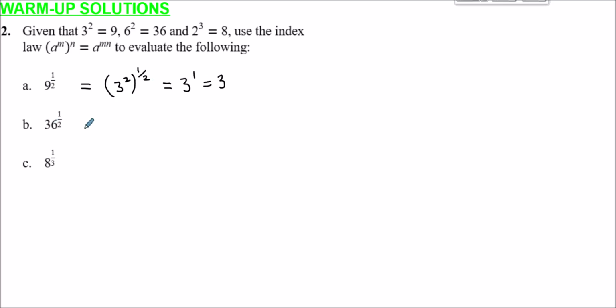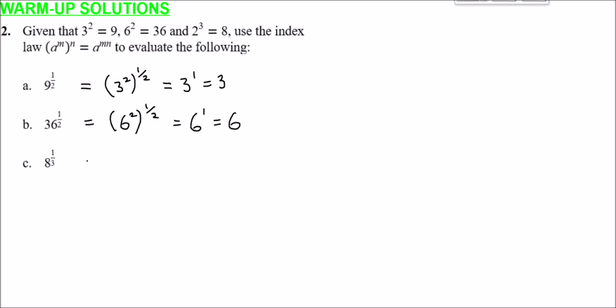Here, 36 to the power half. We can rewrite 36 as 6 squared. So 36 to the power half is the same as 6 squared to the power half. Again, use the power of a power law. 2 times a half is 1, 6 to the power 1 is 6. So we can see again, 36 to the power half is 6, the square root of 36 is 6. So this power a half is actually always the same as the square root. Power half being square root.